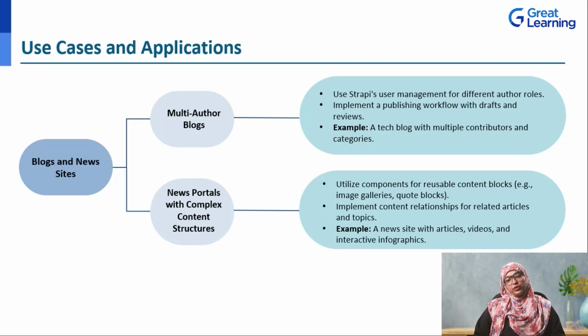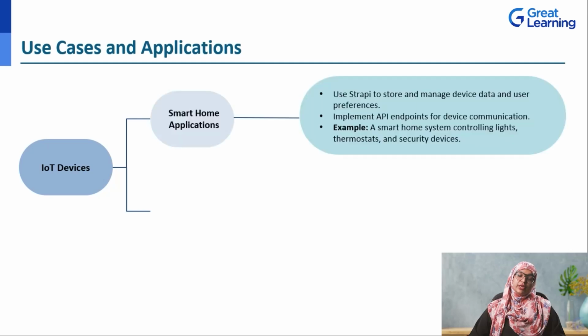And then we can also have news portals and complex content structures wherein you're utilizing the components of reusable content blocks, like you have your image galleries or your code blocks, and then you will be able to implement your content relations for related articles and your topics. One of the examples you can think over here is a news site with articles with videos and interactive infographics, right?